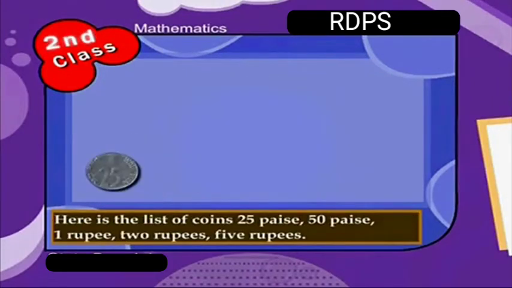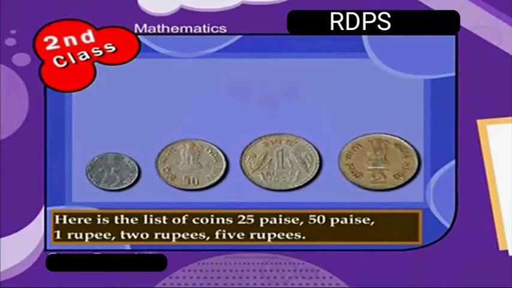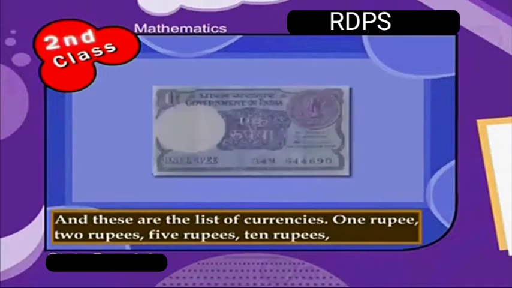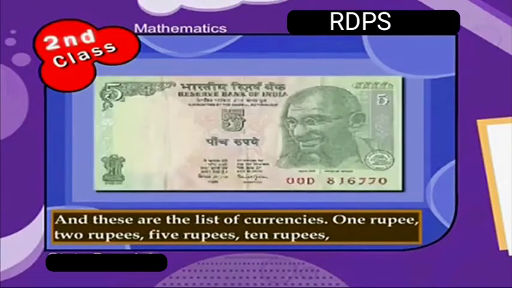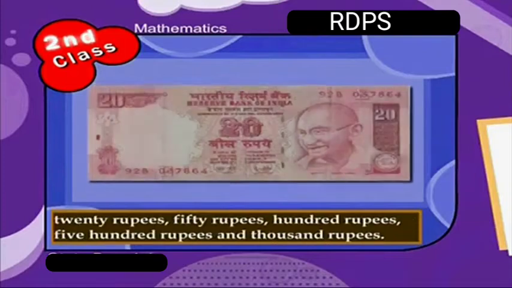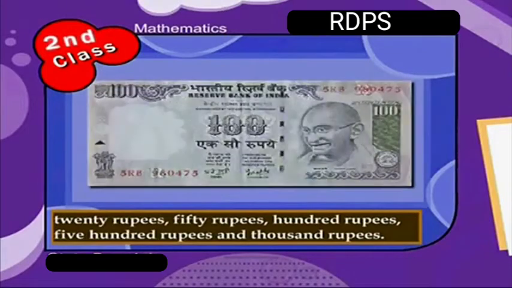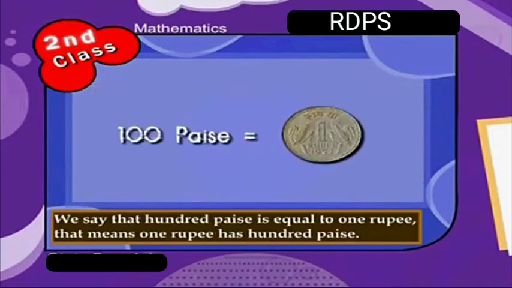Here is the list of coins. Here the 25 paise, then the 50 paise, now the 1 rupee, 2 rupees and the 5 rupees. And these are the list of currencies: 1 rupee, 2 rupees, 5 rupees and the 10 rupees, and 20 rupees, 50 rupees, 100 rupees, 500 rupees and the 1000 rupees.